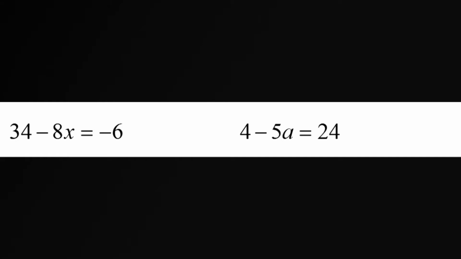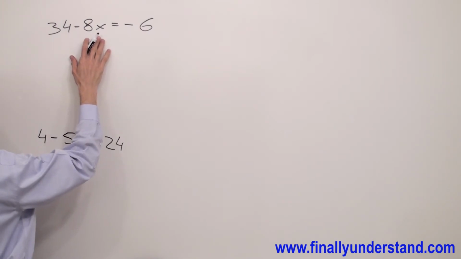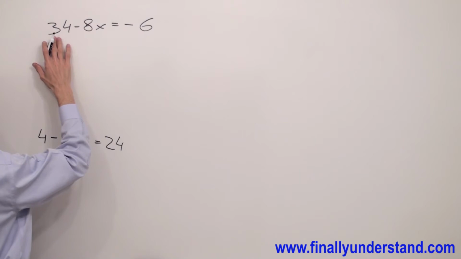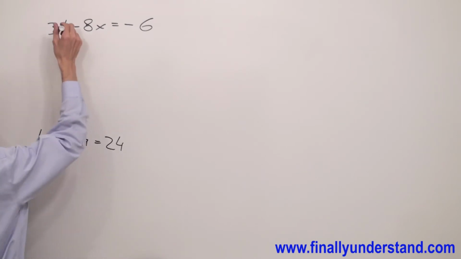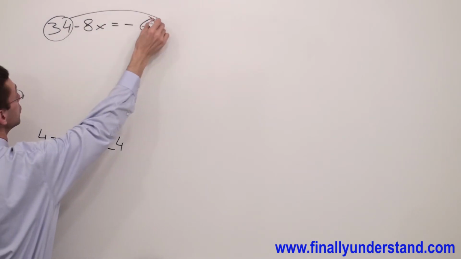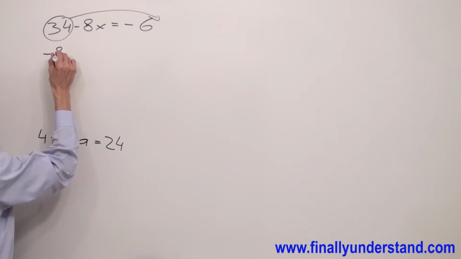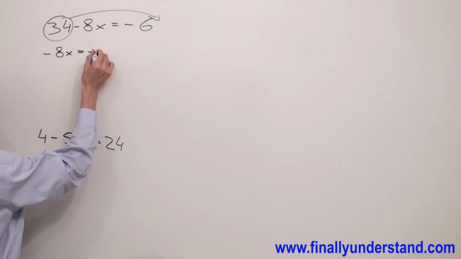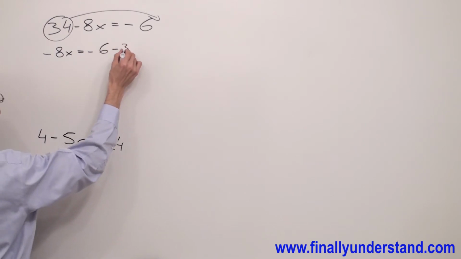Let's take a look at these examples. I have negative 8x on the left side, and I also have positive 34. I do not want to have positive 34 on the left side because this one has no x. That's why I'm going to take it and move it to the right side of the equal sign. That's why I'm going to have negative 8x equals negative 6 minus 34.